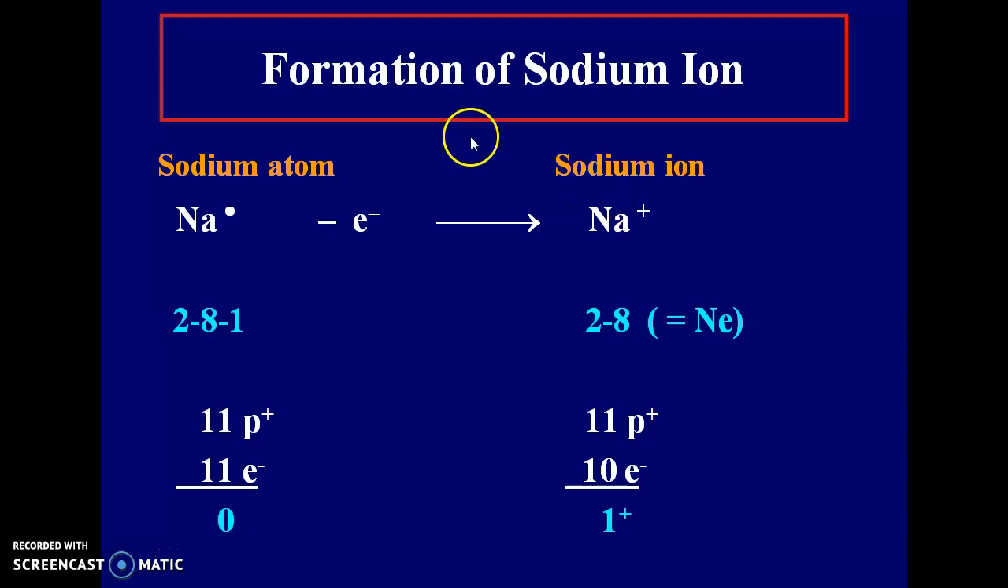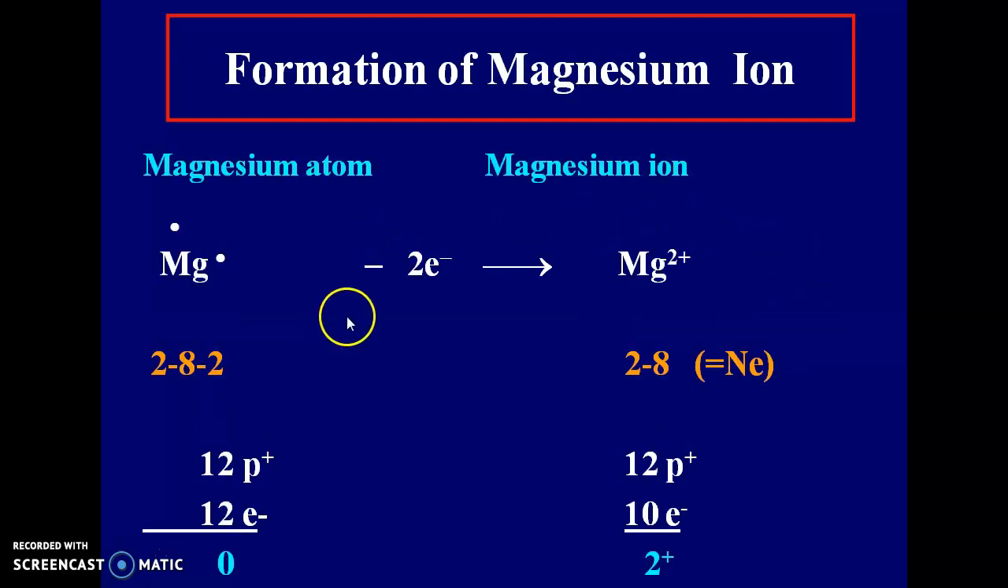So how does the formation of an ion take place? Focus on sodium. Its atomic number is 11. The distribution of electrons is 2, 8, 1. The last shell contains 1 electron. By losing 1 electron, the sodium ion acquires a positive charge.